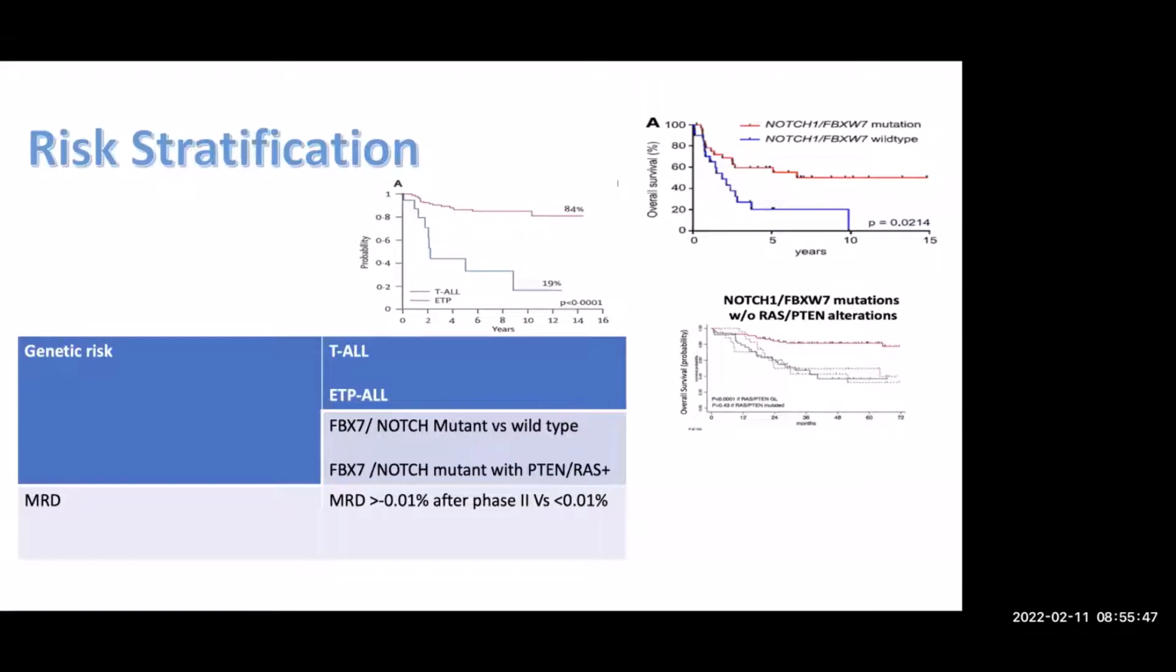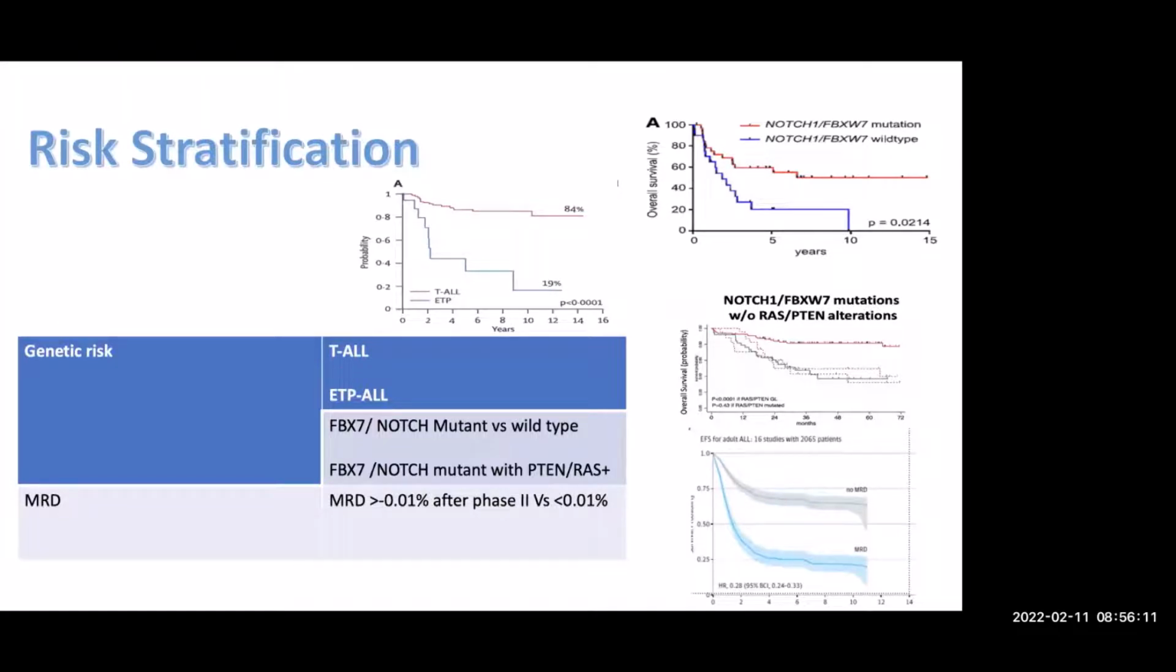In the patients who had mutations in Notch and FBXW7, one study has evaluated the presence of concurrent PTEN and RAS mutations. The patients who had concurrent PTEN and RAS mutations had inferior outcomes compared with those without PTEN and RAS mutations.